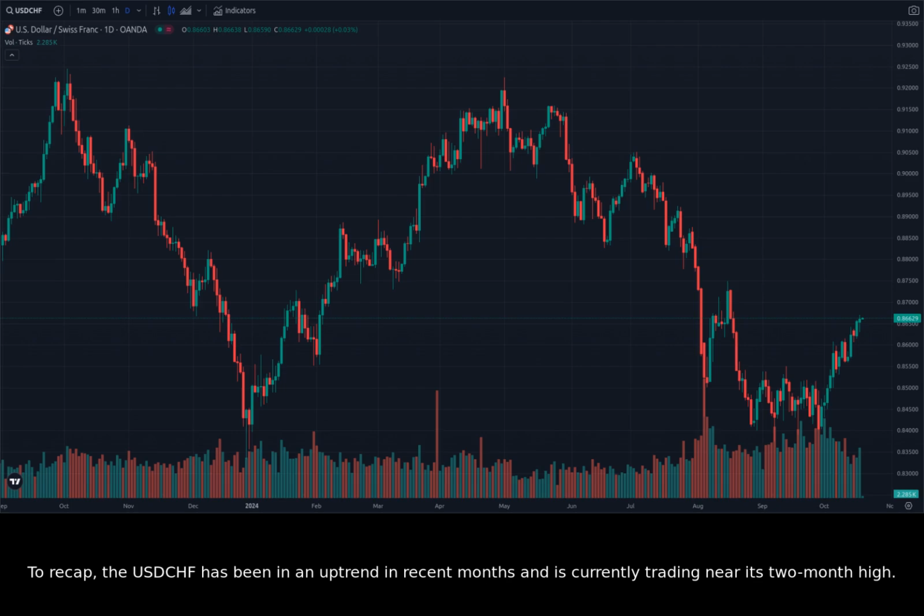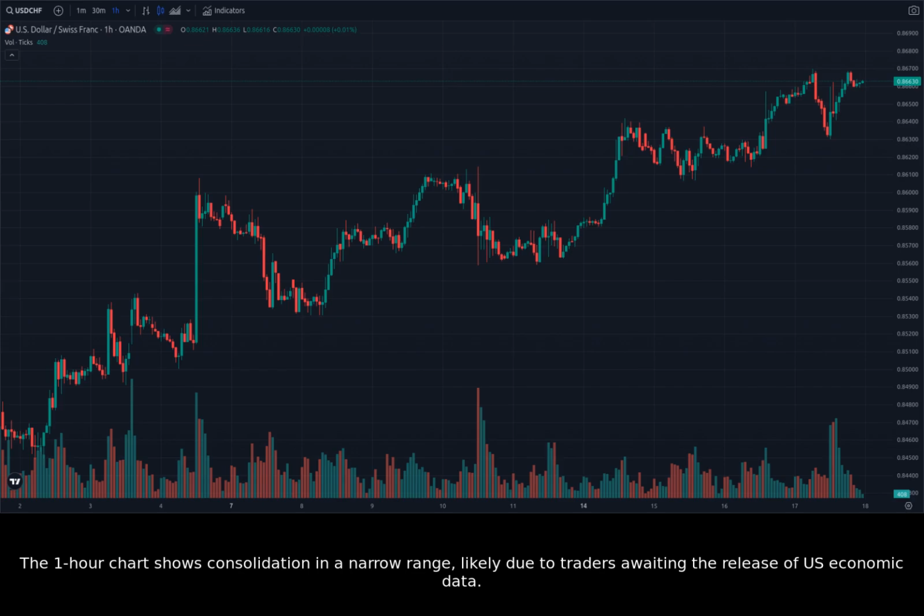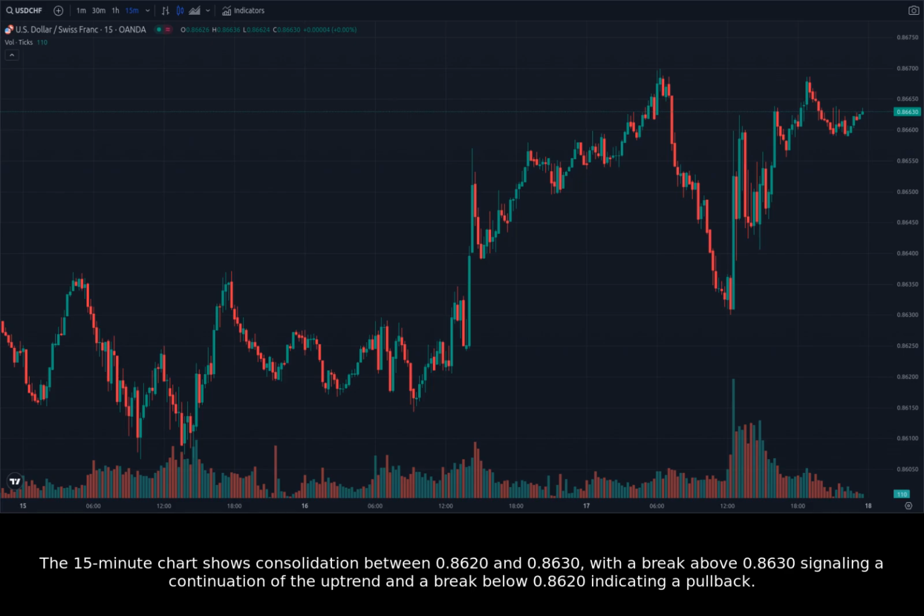To recap, the USDCHF has been in an uptrend in recent months and is currently trading near its 2-month high. The pair has broken above its 50-day SMA, but the RSI indicator shows bearish divergence with price. This suggests that the USDCHF could experience a pullback in the near term, which could offer a buying opportunity. The 1-hour chart shows consolidation in a narrow range, likely due to traders awaiting the release of U.S. economic data.